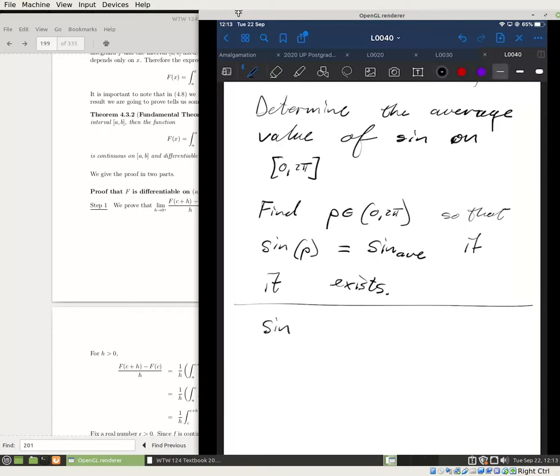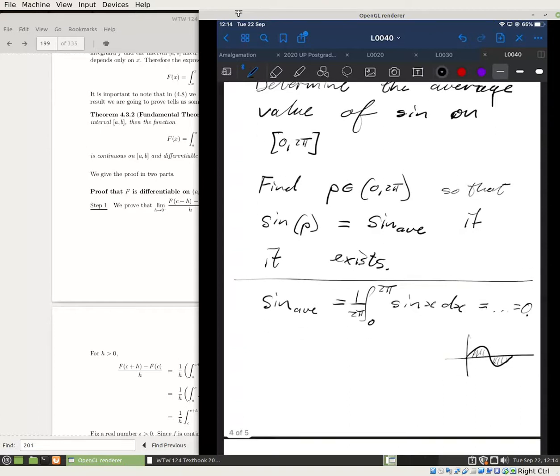So the average value of sine is the integral from 0 to 2 pi over 2 pi of sine x dx. And I will leave that as an exercise. You will see that that is equal to 0. You can also think of why that should be. The graph of sine looks like that. This lobe cancels with that lobe, so the average value is equal to 0.